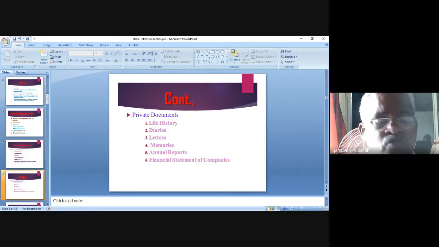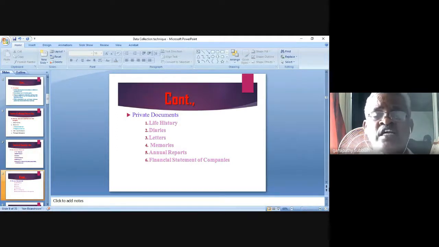Then annual reports. The annual report is published every year by every business organization, agency, or NGO. The data is collected by the researchers from these secondary sources, from the annual report.